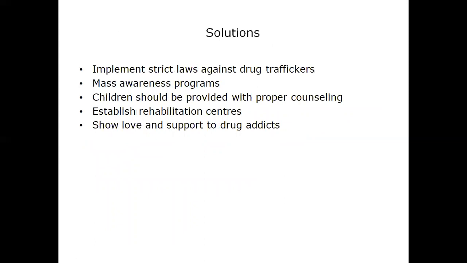Some solutions are to implement strict laws against drug traffickers. There should be mass awareness programs. Everyone should be aware of what drugs are, how they are used, and what negative impacts are, so that people will be warned against taking them. Children should be provided with proper counseling. So teenagers especially should be counseled on how to deal with problems, how to deal with relationships, so that they are not forced to take drugs. Establish rehabilitation centers.